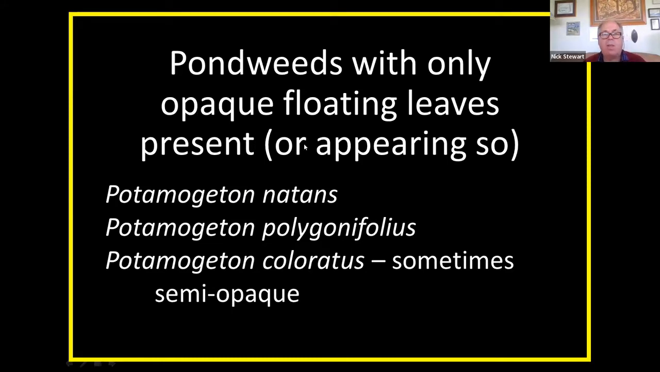I'll start off with the ones that only produce floating leaves, or they look as though they only produce floating leaves. I'll go into a bit more detail as to what they do underwater in a little while. Essentially, there are two species that commonly occur without any underwater leaves, just the opaque floating leaves. There is a third one, coloratus, which sometimes has semi-opaque leaves, but essentially, if you've got only opaque leaves, you're dealing with Potamogeton natans, the broad-leaved pondweed, and Potamogeton polygonifolius, the bog pondweed.